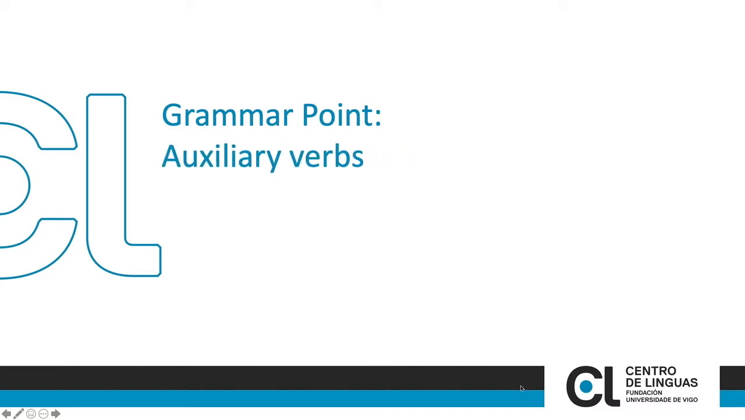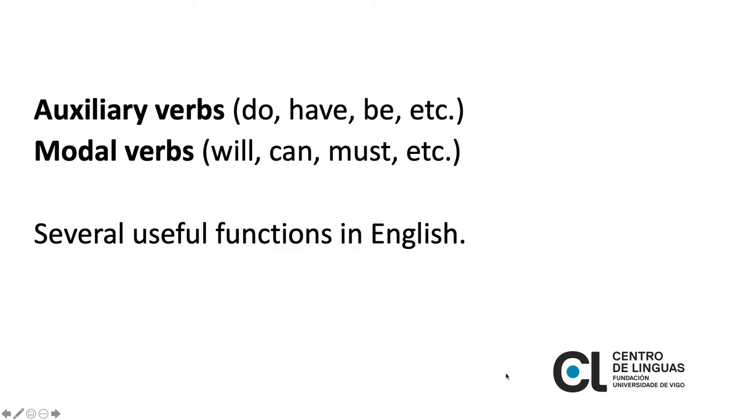Hello. Now we're going to take a closer look at auxiliary verbs. Auxiliary verbs are those little verbs that can help us do many different functions in English. They consist of the verbs do and have and be, as well as modal verbs such as will and can and must. And they have several useful functions in English, which we're going to go over here in this video.